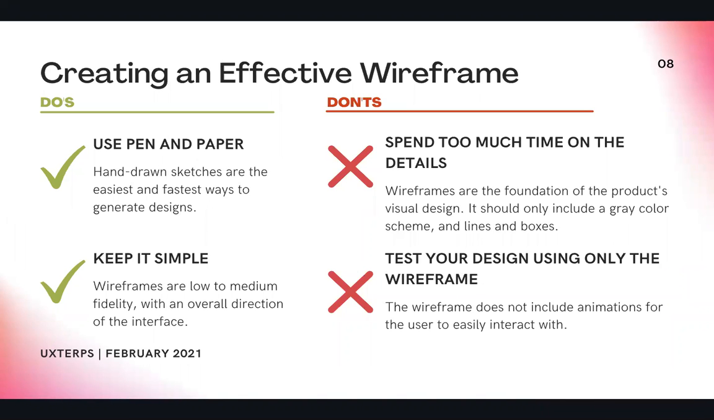And so here are some of the do's and don'ts of creating an effective wireframe. So do use pen and paper and do keep it simple. Using pen and paper to hand draw your sketches is often the easiest and fastest way to create designs and to make any changes if necessary. And it's easy to get distracted by making it perfect when creating a wireframe using a design tool. For keeping it simple, you want to include the bare minimum of details. What's important is that you have an overall direction for the user interface.